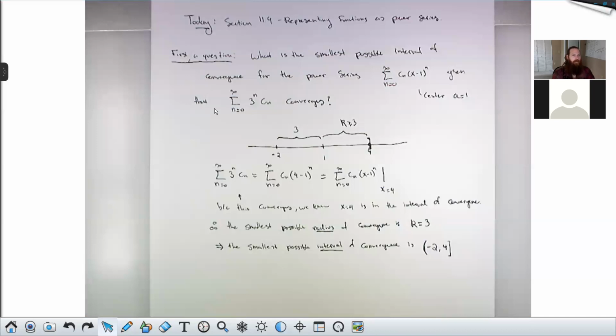Yes, exactly. Given the information that we have, this is all that we can say about the IOC. The IOC might be much larger, but given the information we have, this is as much as we could say.